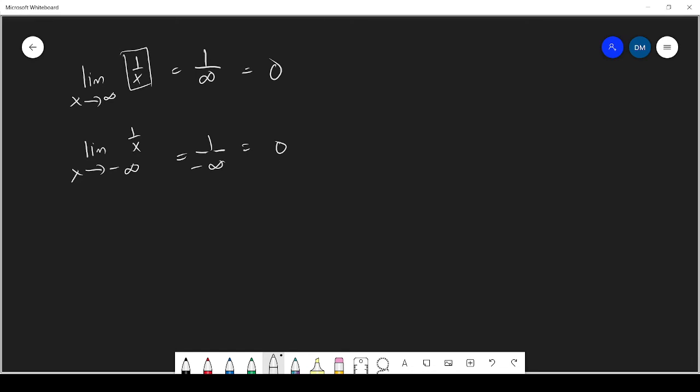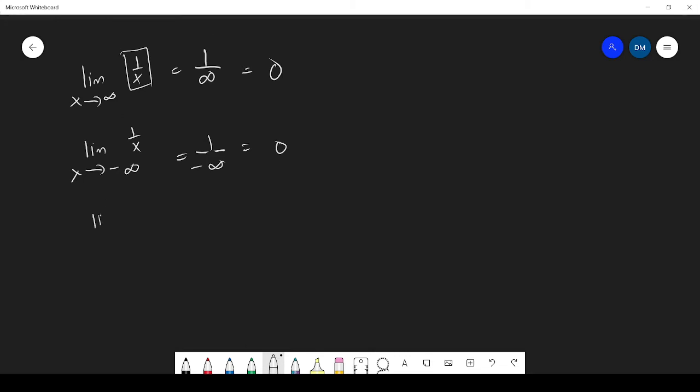Now, i-apply natin yung ganitong concept in another problem. So, let's say, for example, we have the limit of 1 over x squared naman as x approaches negative infinity. So, ganun din, this will be equal to, since naka-squared to, we'll just have 1 over positive infinity sa ilalim. And similar lang siya dito sa nasa taas. So, therefore, our limit is also equal to 0.